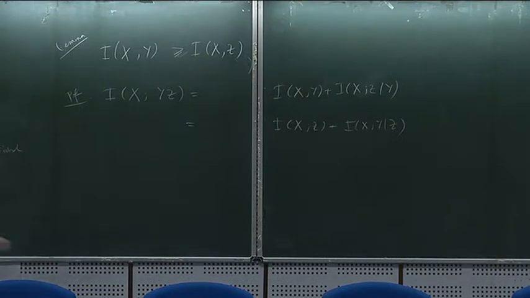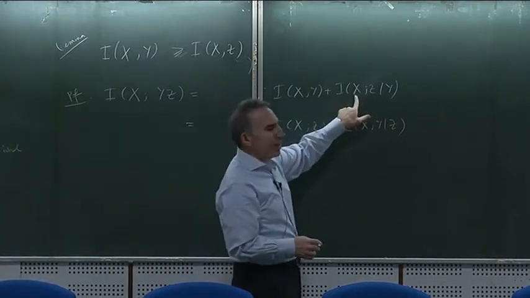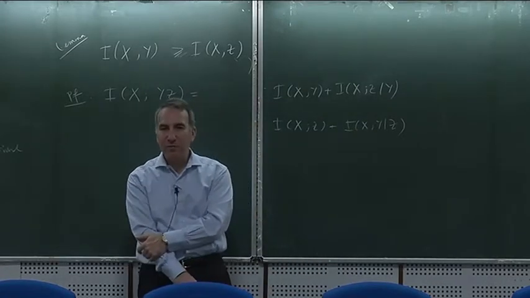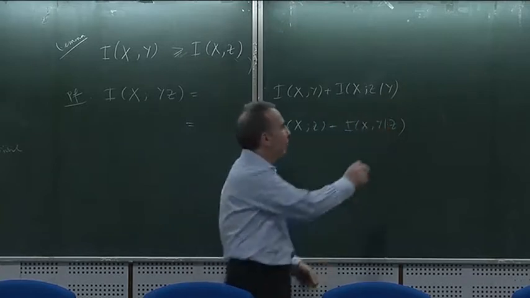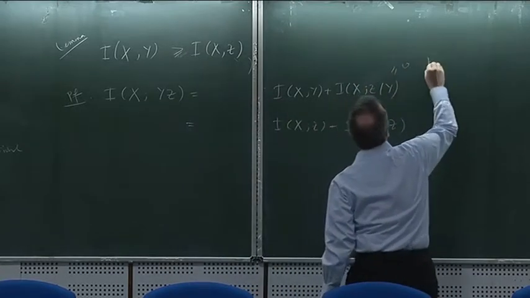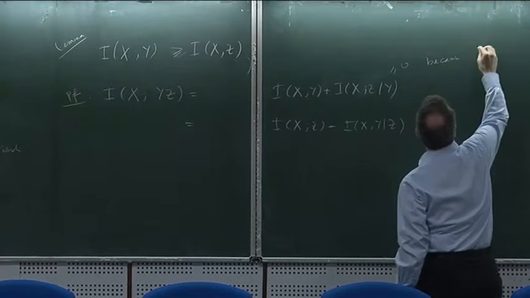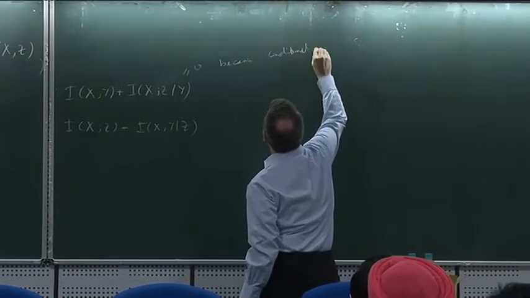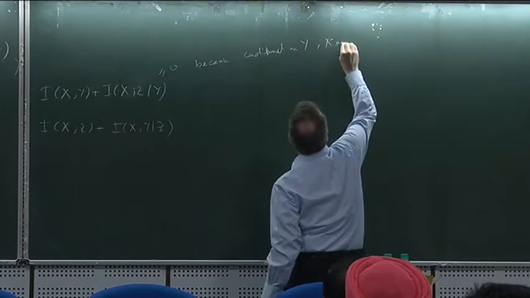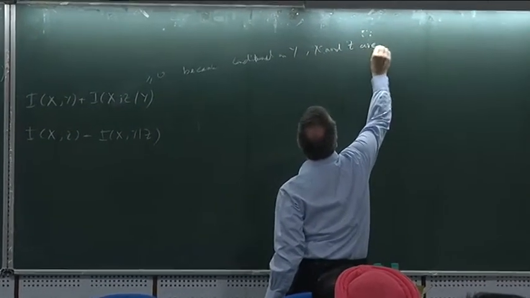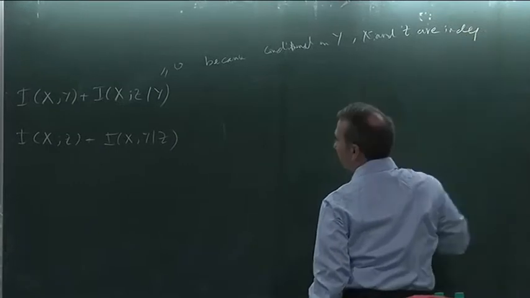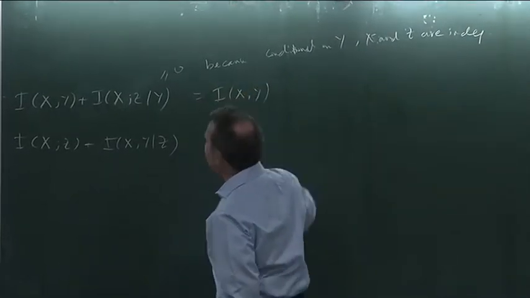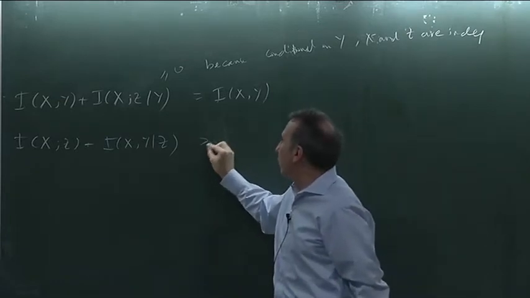All right. So now we had said that x and z are independent conditioned on y. So this means that this quantity is 0, because conditioned on y, x and z are independent. So this is equal to I of xy, and this is obviously bigger than I of xz.